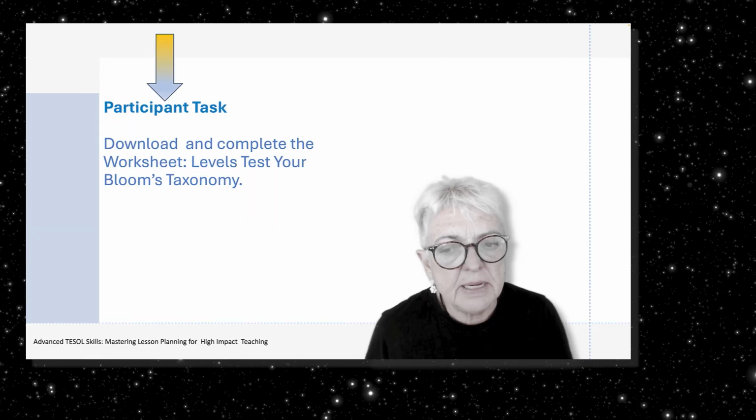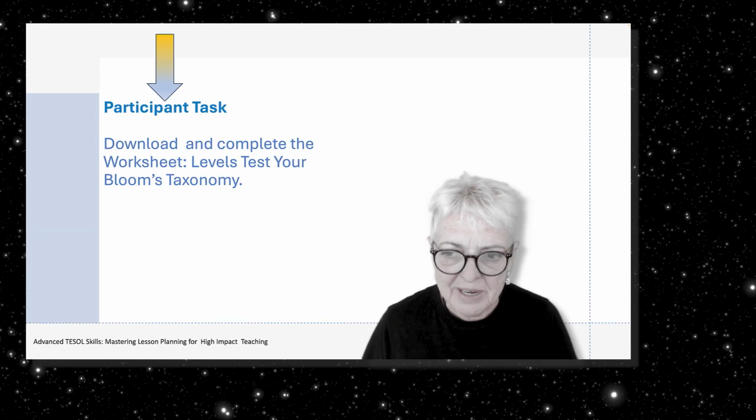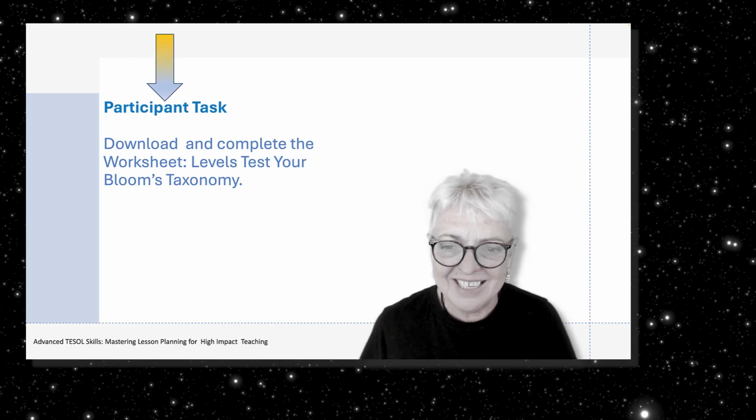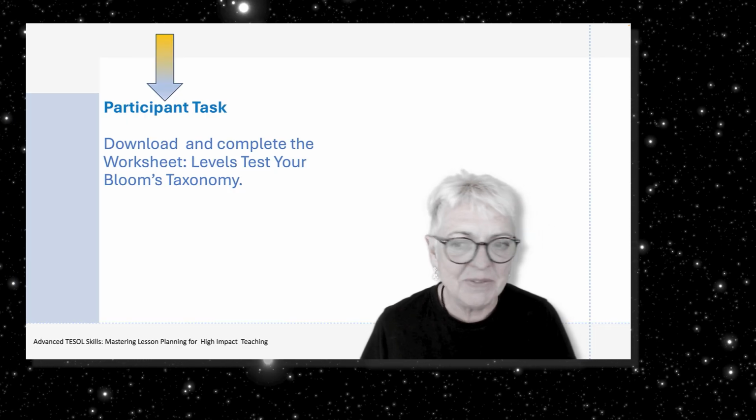So download and complete the levels test your Bloom's taxonomy. This is a slightly higher order thinking task, which should be easier now. Come back when you're ready.